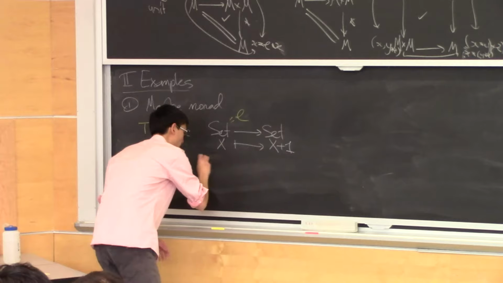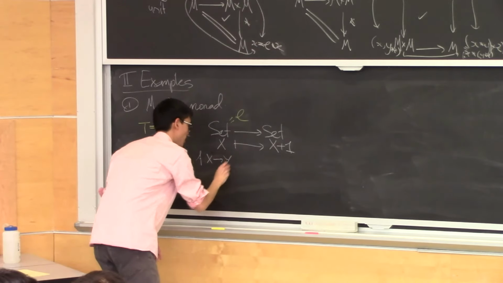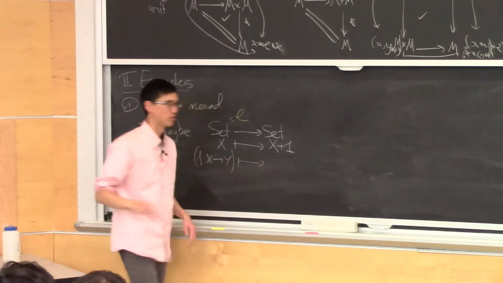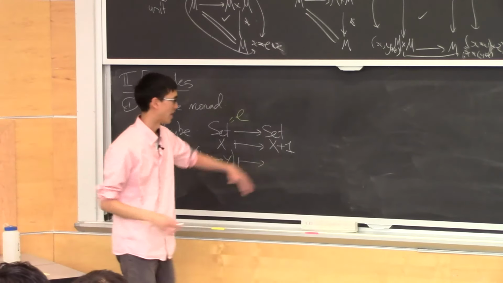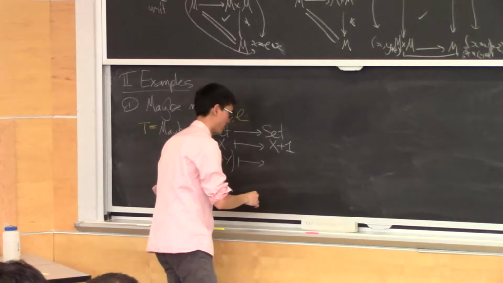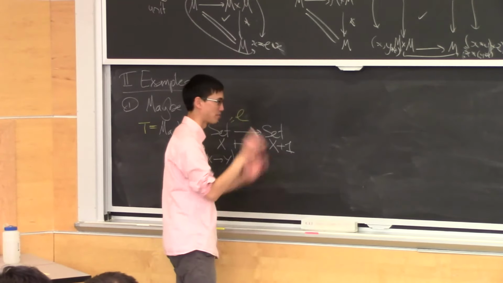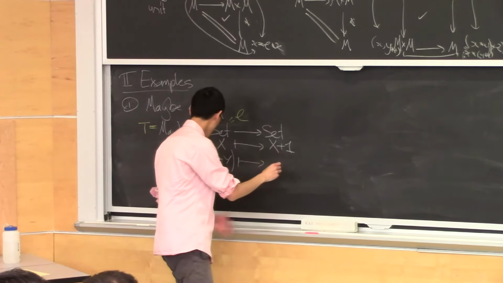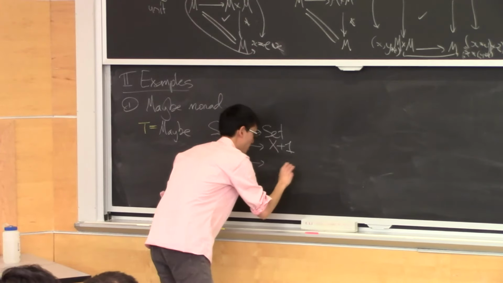What does it do on functions? It does the thing that the Haskell compiler will derive if you define this type constructor, which just takes the coproduct with some nil, some unit type. And that's, well, let me.